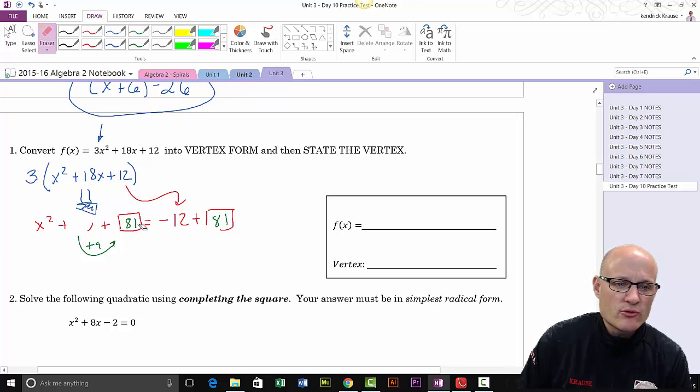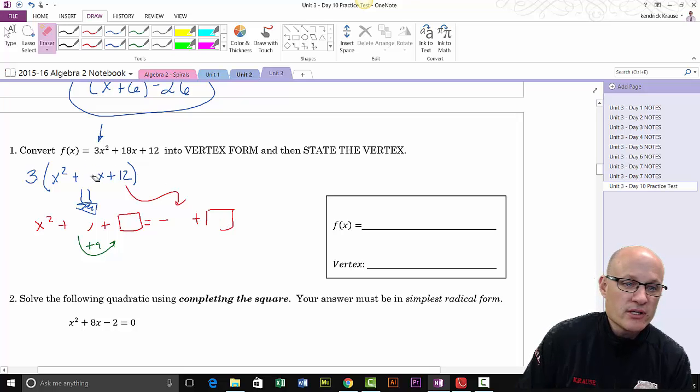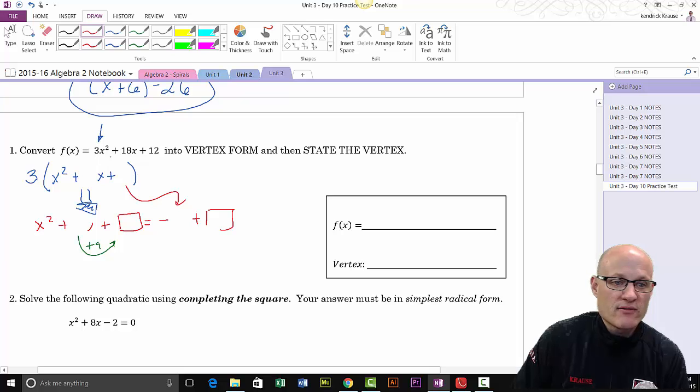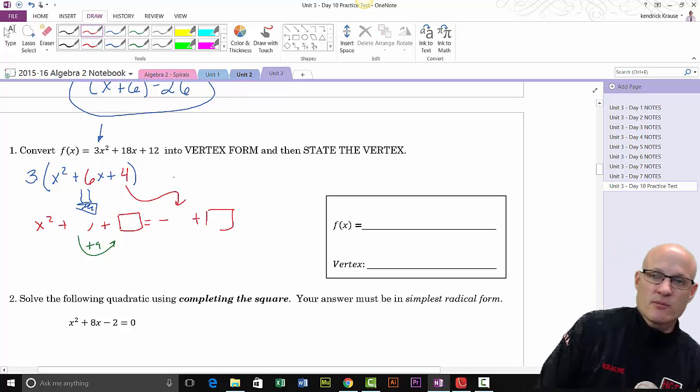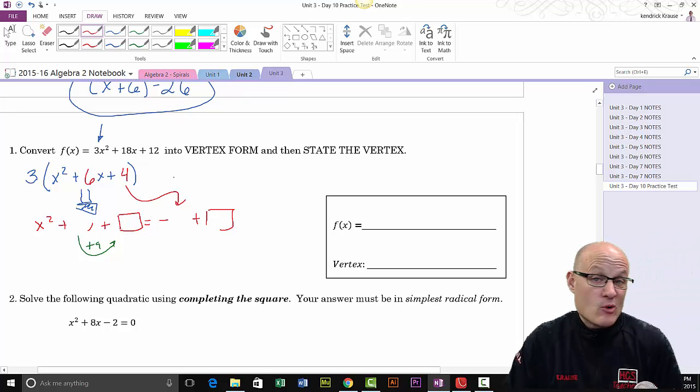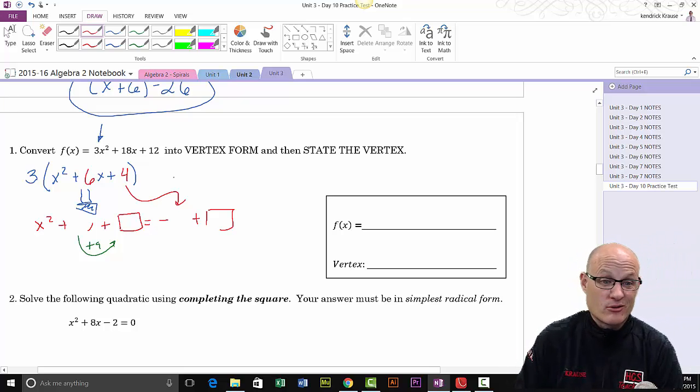Hello, Mr. Krause. You're making dumb mistakes. This should be 18, and this should not be 12. Let's go back. Let's find my mistake. I divided by 3, so this should be 6x plus 4. This is going to make a much better looking parabola. By the way, if I checked it on my calculator, I would have realized, duh, you made a dumb mistake. Hey, everybody makes mistakes. So this goes 6x here. And this was a negative 4.